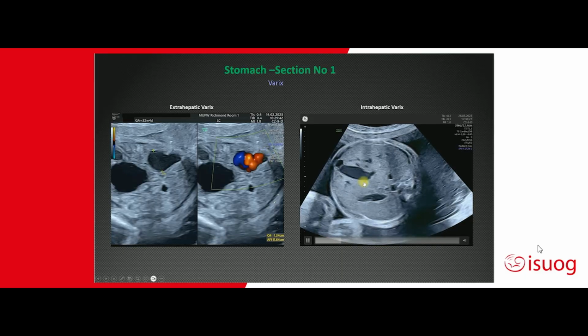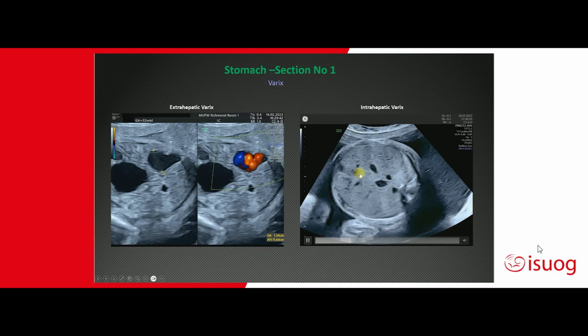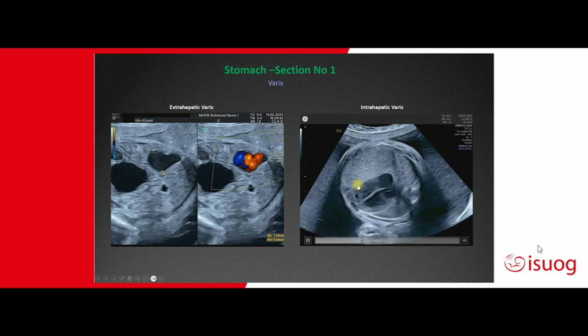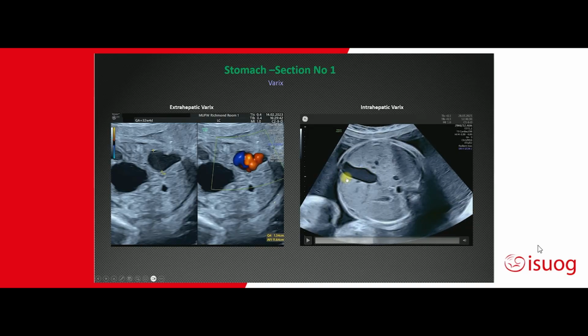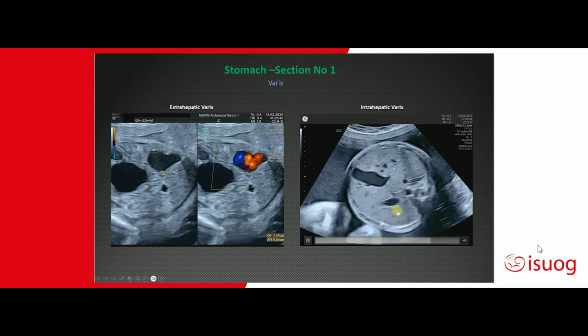Some of these are intrahepatic dilatation, and you can see this case here, more than 8 millimeters, with very obvious dilatation of the intrahepatic portion of the umbilical vein. And make sure it's not the gallbladder. Turn on color Doppler to assess this.